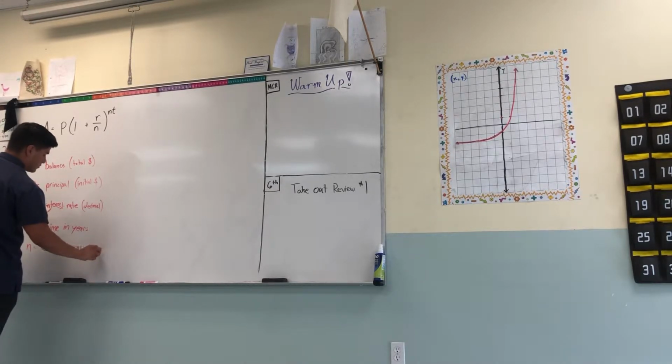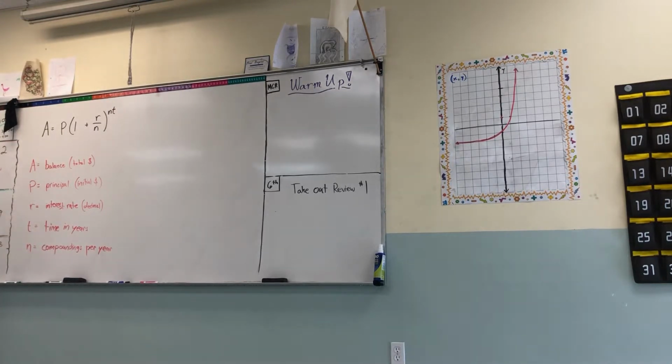Is it like a monthly thing or an annual thing? Exactly. That's n. So n is pretty much the one thing that you're going to have to decipher, okay? Because the problem will tell you how much money you will make if it's compounded annually. If it's compounded annually, that means once a year, okay? So your n is going to be 1.